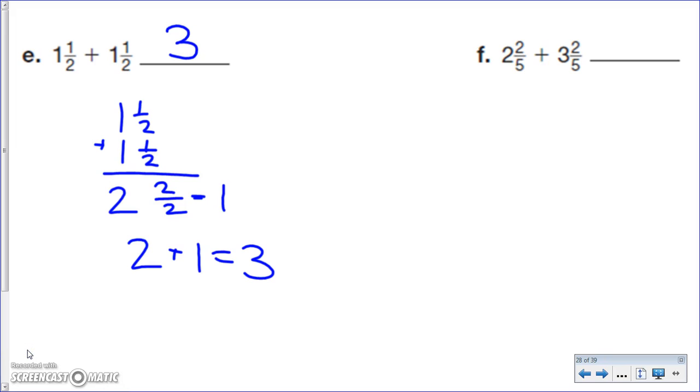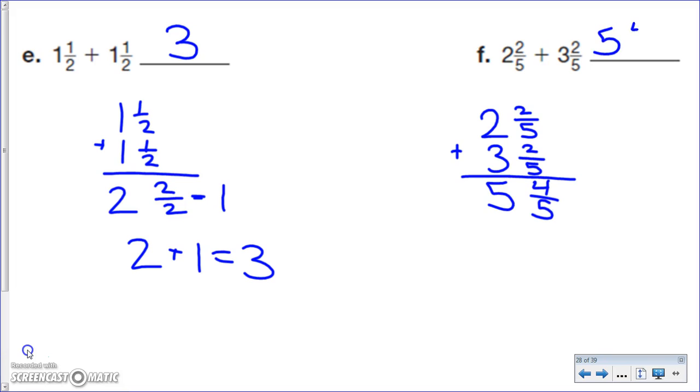For question F, we already have a common denominator, so all we need to do is rewrite the problem vertically and do our adding. And we know 2 plus 3 is 5. And 2/5 plus 2/5 is 4/5, which does not need to be simplified. So our answer is 5 4/5.